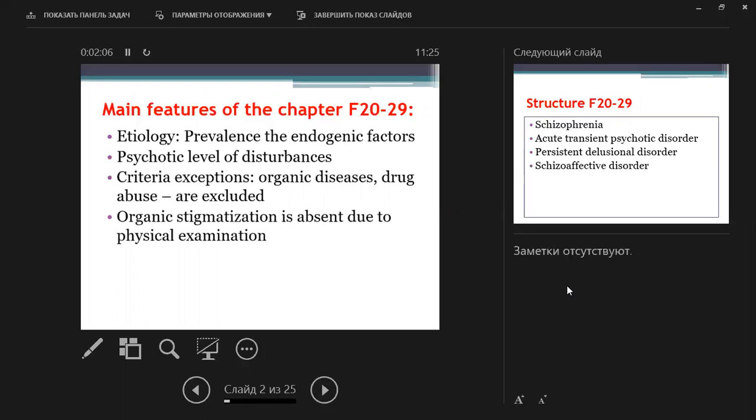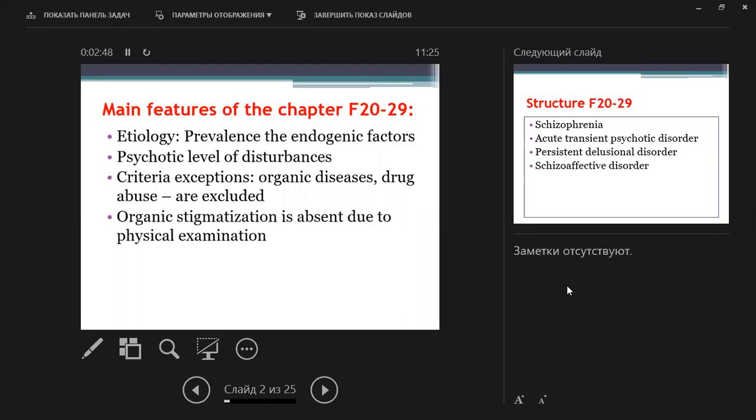Then the exclusion criteria: we must exclude organic disease, we must exclude drug abuse, because the previous two lectures were about F0, organic symptomatic disorders. If we find organic disease, for example head trauma, or drug abuse, and psychotic symptoms appear, we can say, for example, if there was trauma in the anamnesis, we can write organic delusional disorder.